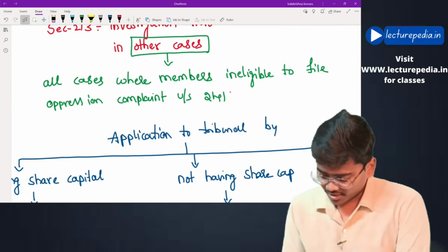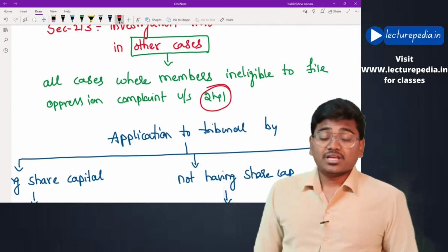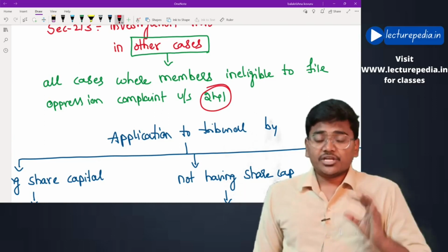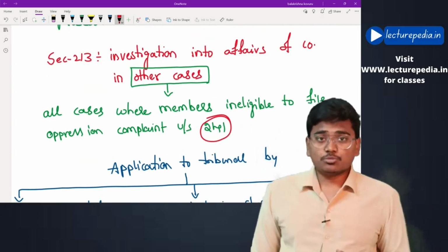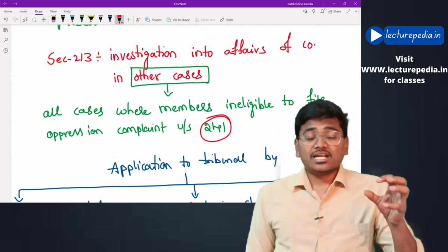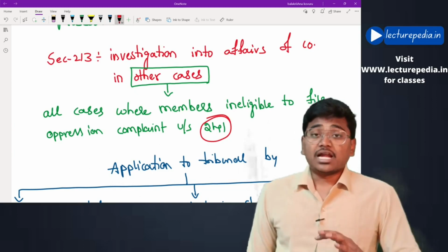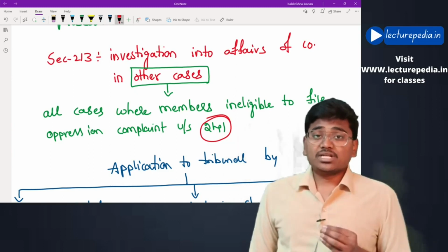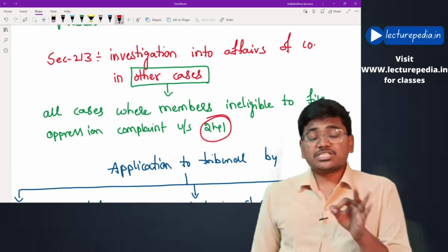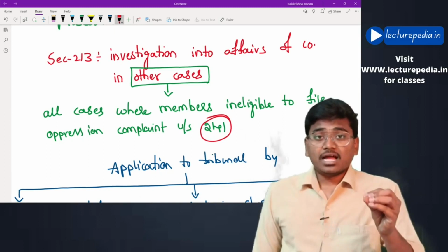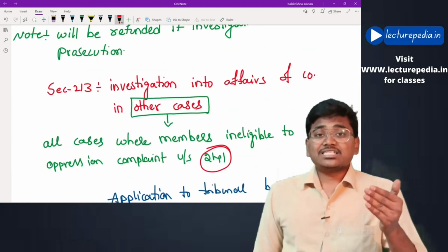Under section 241 they can file an application for oppression, but for filing the application to the tribunal regarding oppression or mismanagement, there are various conditions to be satisfied. There is a minimum number of members who have to file the application, and also the tribunal should get an intention of winding up, and there are various other conditions that must be satisfied to file an application regarding oppression and mismanagement. What if those conditions are not satisfied?